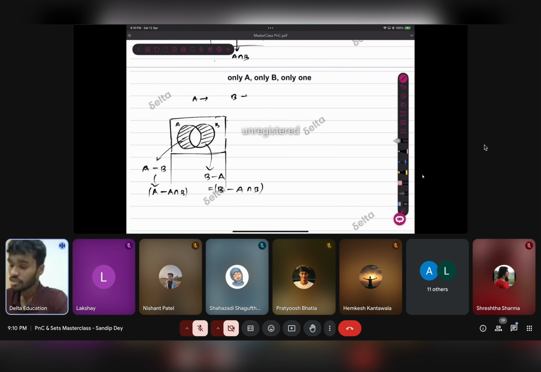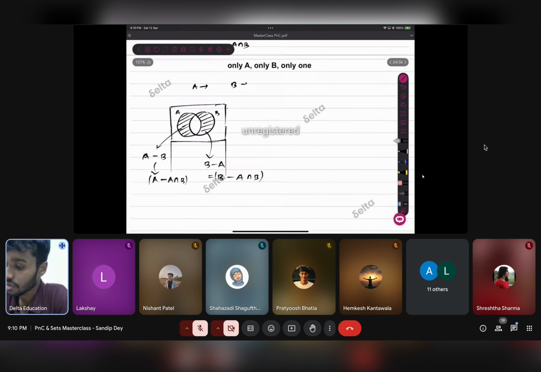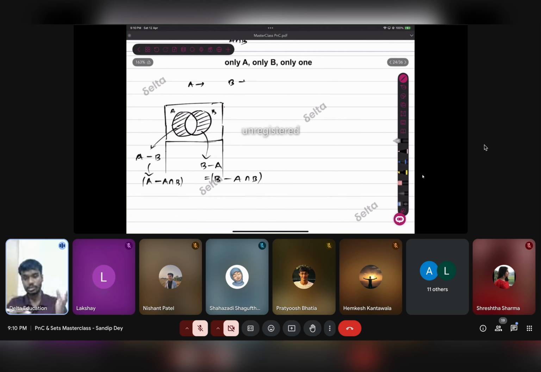Okay. Now, if I want to find all the elements that are present in only one of the sets, either A or B, not in both of the sets. They are not common. So what I can do is add these two numbers to get our answer, right?